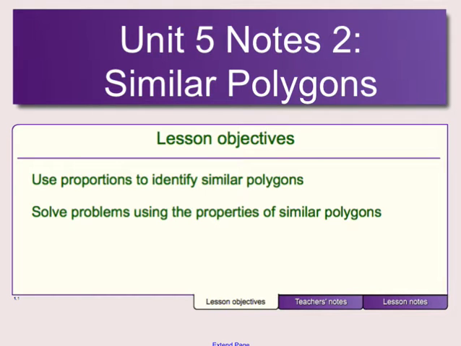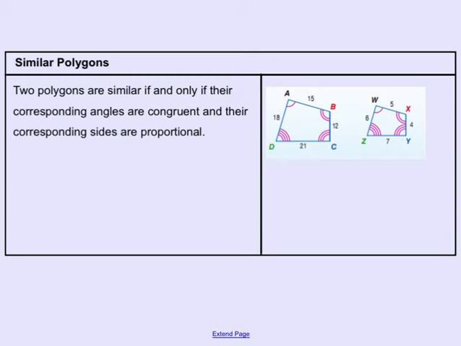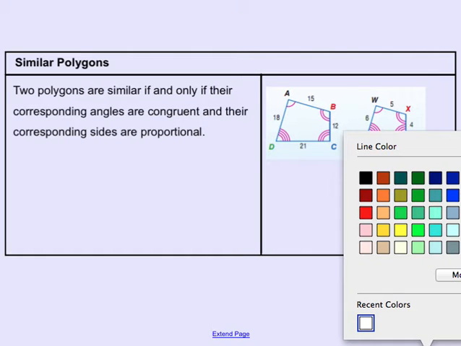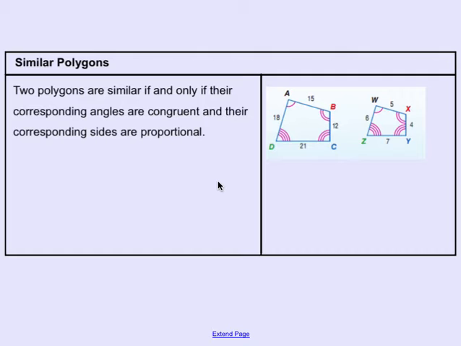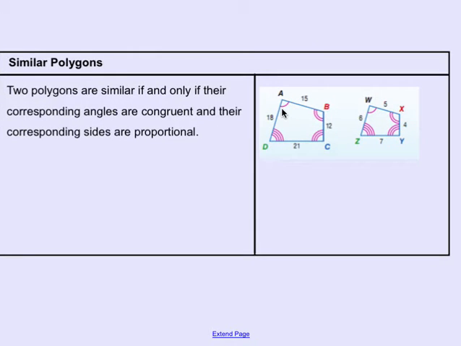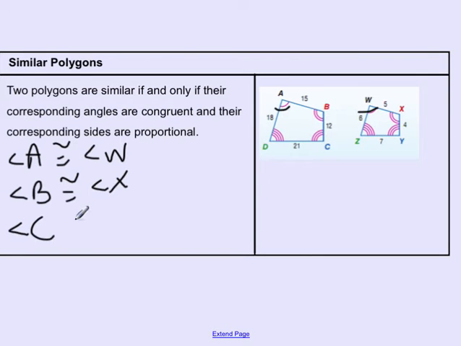First and foremost, when we talk about similar polygons, two polygons are similar if and only if their corresponding angles are congruent and their corresponding sides are proportional. So what does that mean? Well, that means that we know that all of these angles are congruent. So angle A is congruent to angle W because they each have one arc. Next, notice that B and X both have 2, so angle B is congruent to angle X. Then for C we have 3, so angle C is congruent to angle Y. And last but not least, angle D is congruent to angle Z.